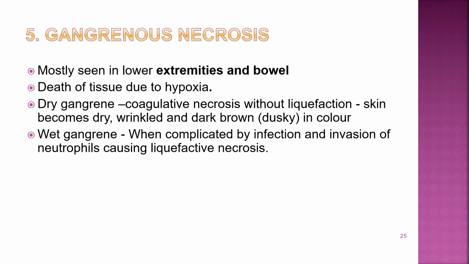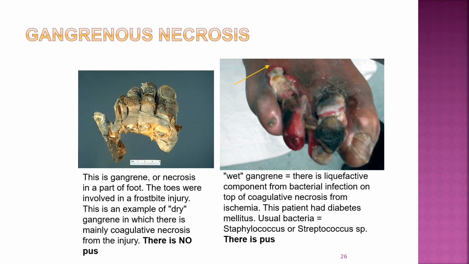The second one is wet gangrene, which occurs when the necrosis is complicated by infection and invasion of neutrophils, causing liquefactive necrosis. The first picture shows an example of dry gangrene or necrosis in a part of the foot. The toes were involved in a frostbite injury. There is mainly coagulative necrosis from the injury, but there is no pus.